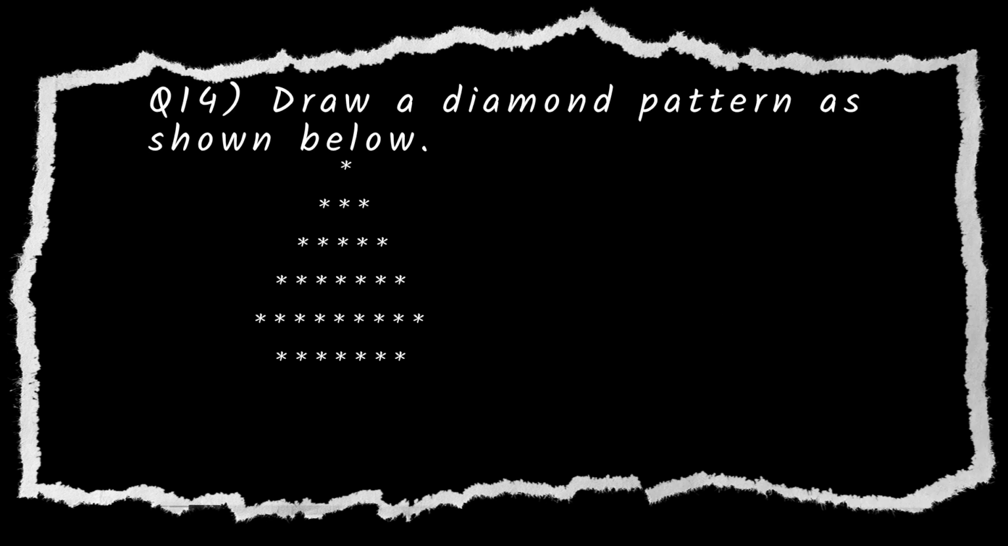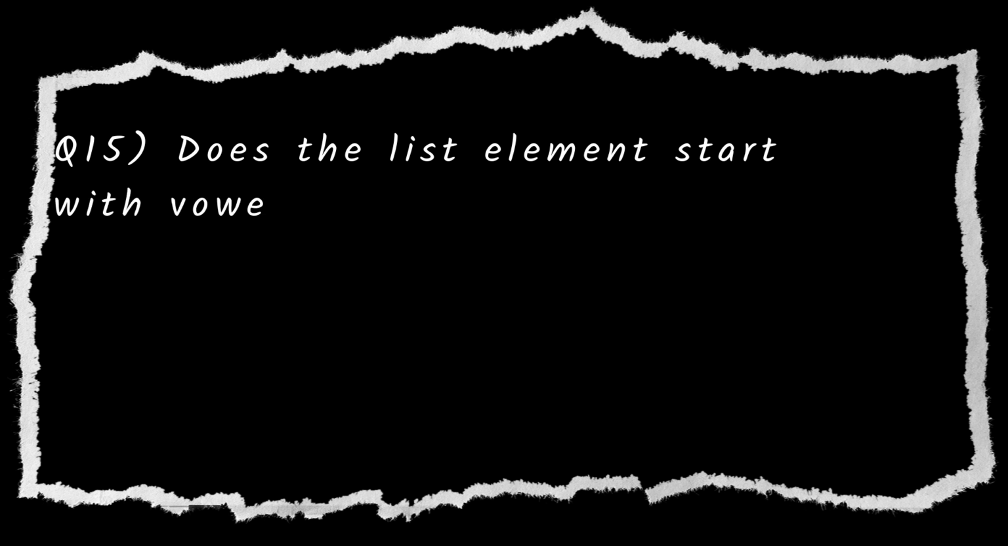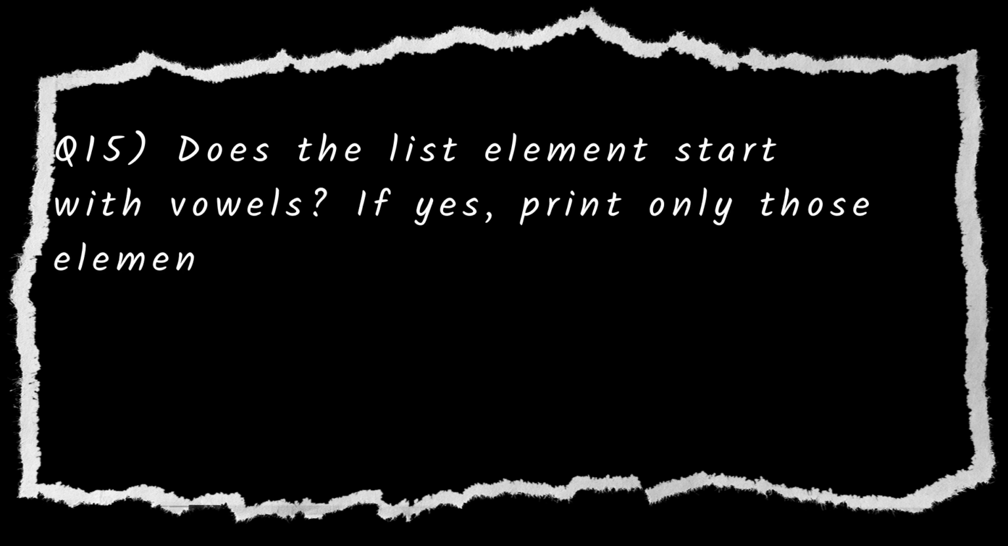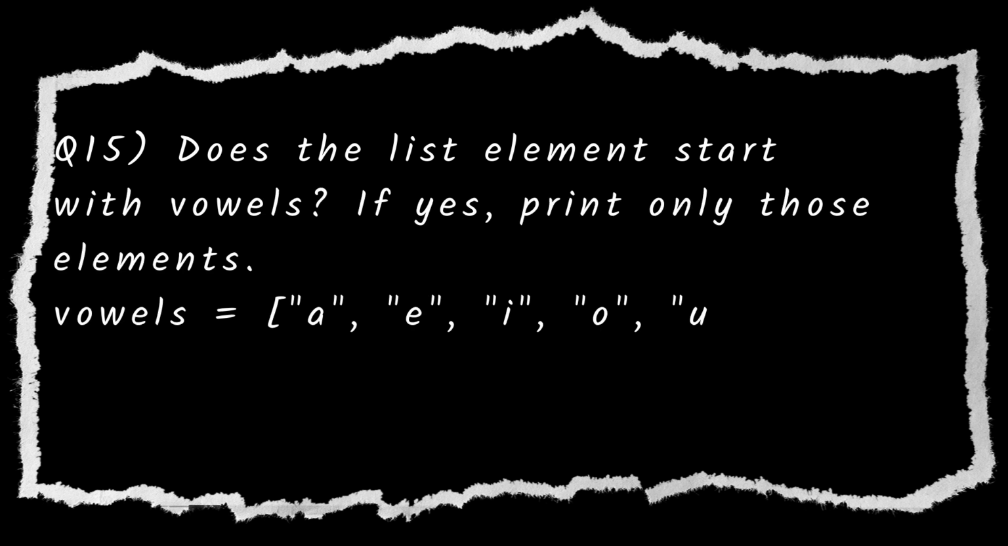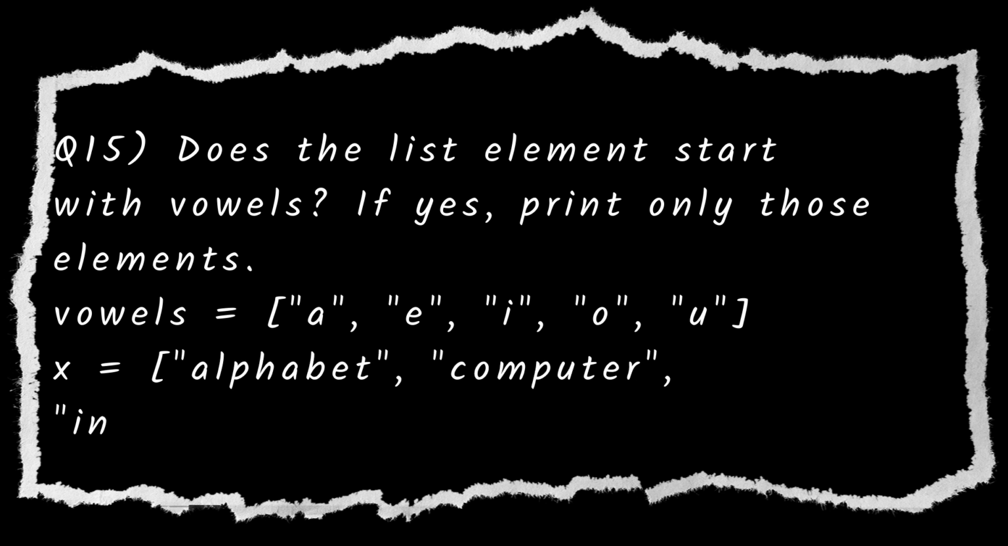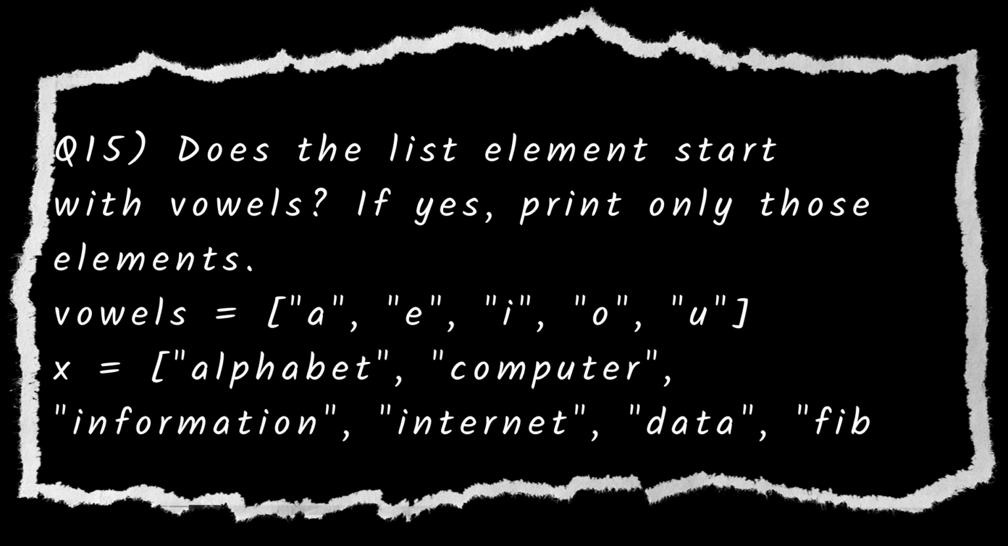Our next question is, draw a diamond pattern as shown below. Here is the pattern. Our next question is, does the list element start with a vowel? If yes, print only those elements. Here are the vowels which we have to look out for, and here is the list from which we have to find them.